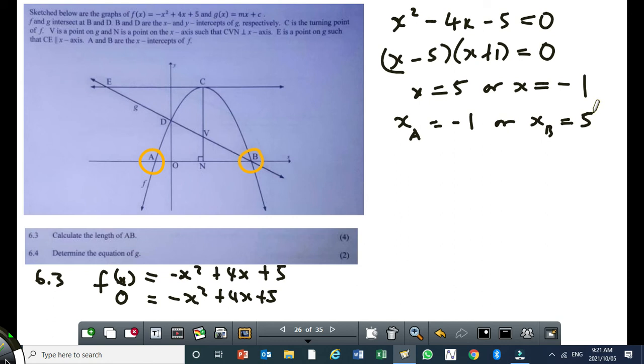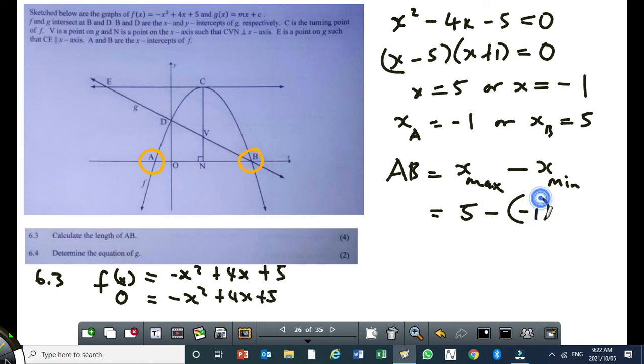It's a horizontal distance. So AB will be equal to x maximum minus x minimum. This formula is very easy when you're dealing with horizontal distance. For vertical distance, you replace the x by y. So your x maximum is 5 minus, this is the minus of the formula, then you put the x minimum, which is minus 1. Remember, distance is always positive. So you end up getting 5 plus 1, which gives you 6 units. So that will be the length of AB.